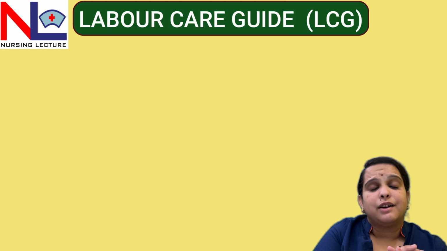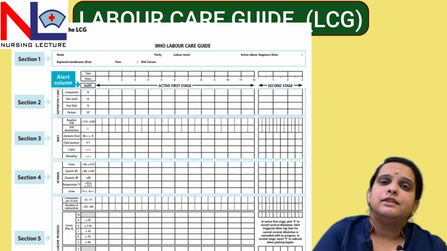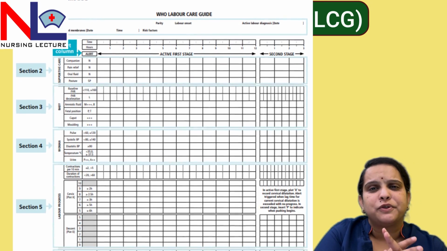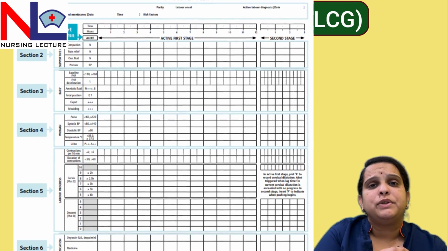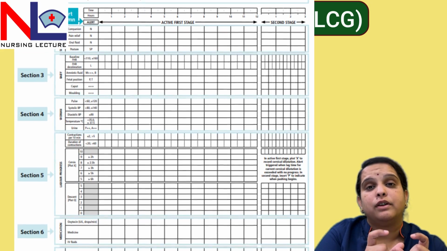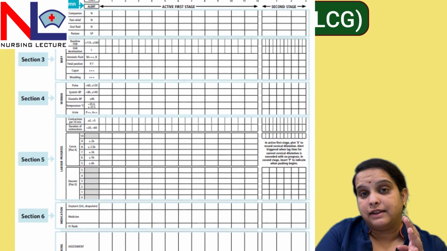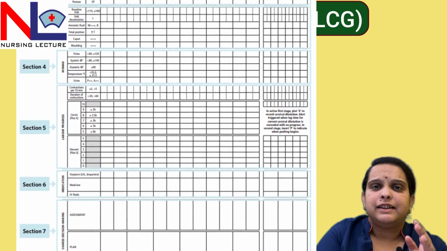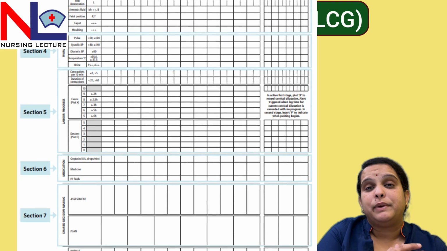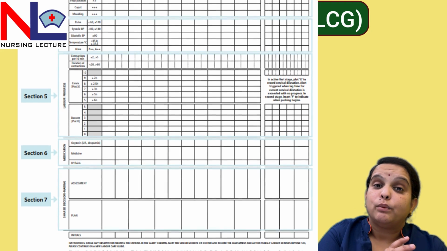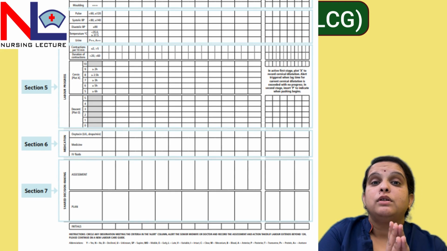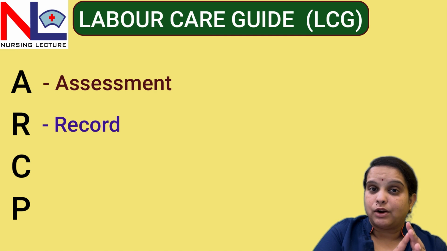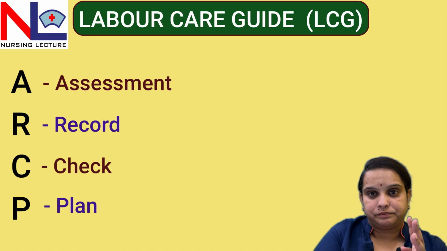Before we start with the plotting system, every skilled birth attendant, whether midwives, doctors, obstetricians or nurses, should take care that every column is filled by 4 things. If you practice these 4 things systematically, then the mother, the baby and the progression of labor are monitored very carefully. The 4 things are ARCP. A, assessment; R, record; C, check; and P, plan.